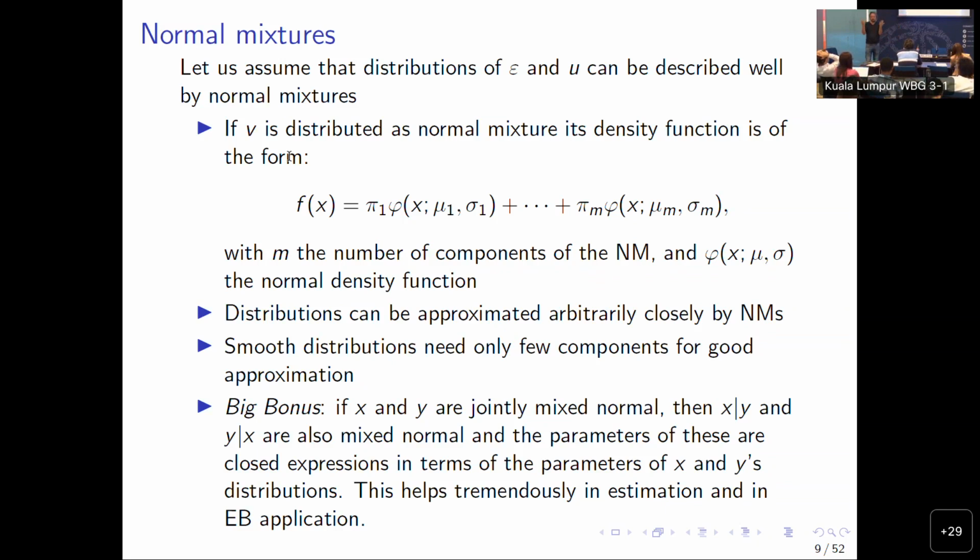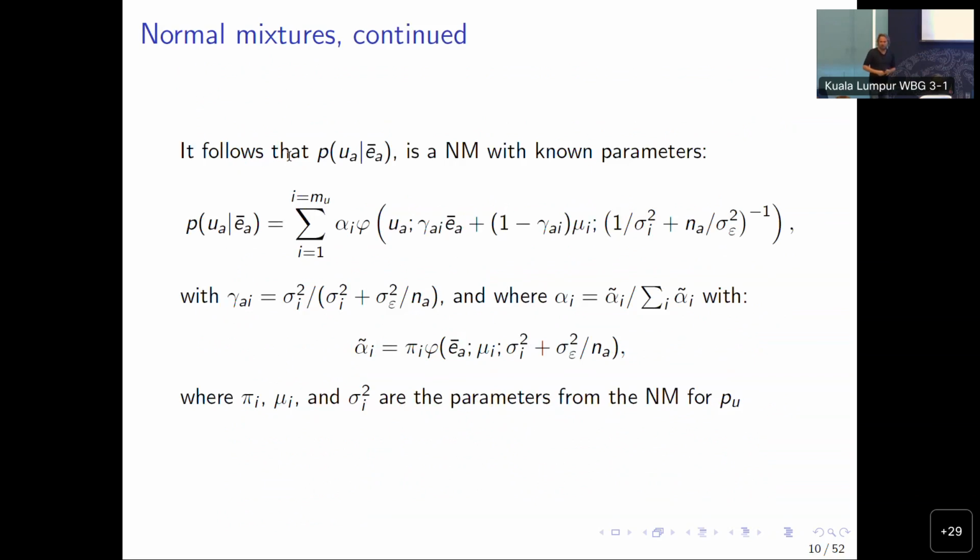a normal mixture representation, the conditional distribution of the area log effect, conditional on the average residual you observe in your survey, is also a normal mixture distribution, the parameters of which can be derived from the parameters of the unconditional normal distribution. So this is a lemma in my paper with Chris.